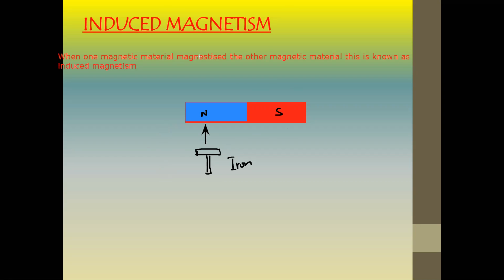And because of this attraction, there will be poles on this iron. So what pole will be on this side? What pole will be on the top side as it is attracted? So it will be south pole, and the down side will be north pole. And this process in which we magnetize a material with the help of a permanent magnet, we call that induced magnetism.